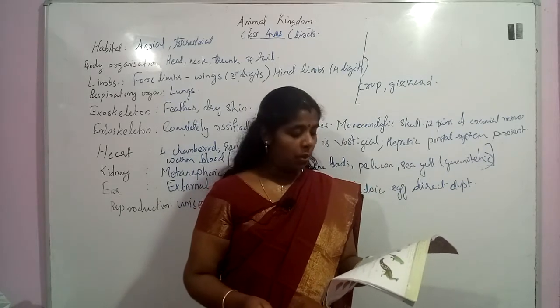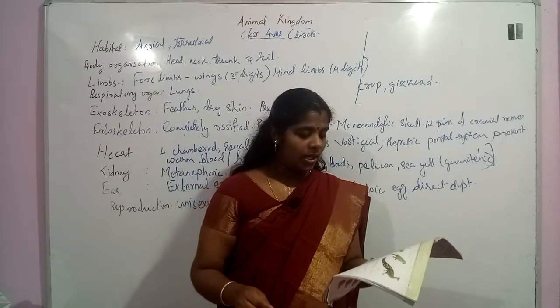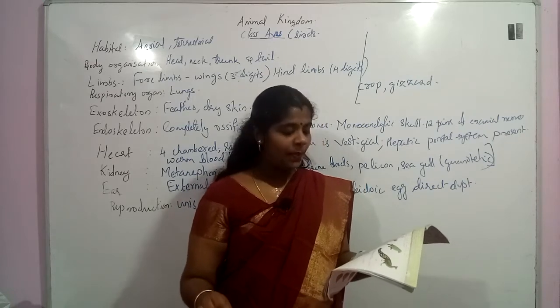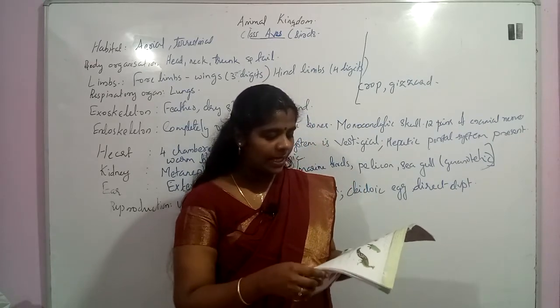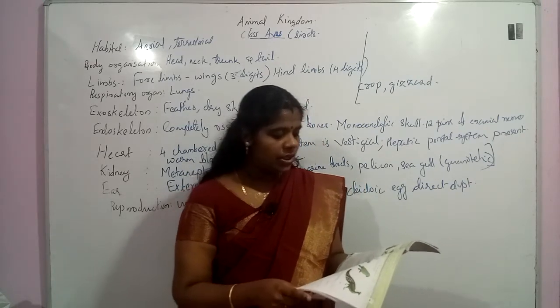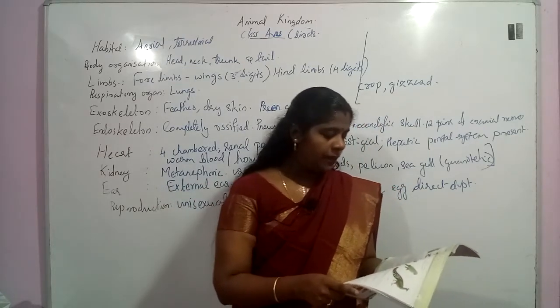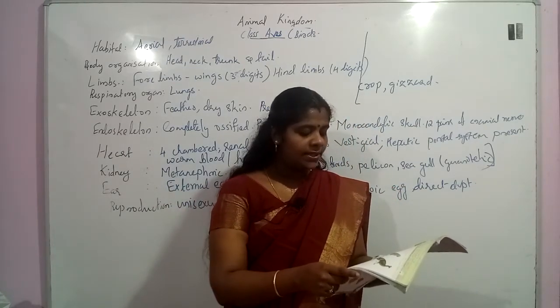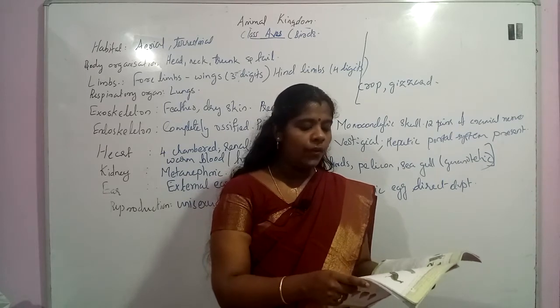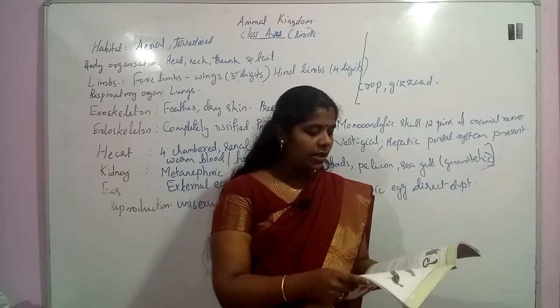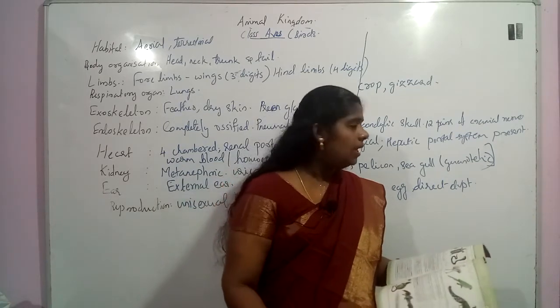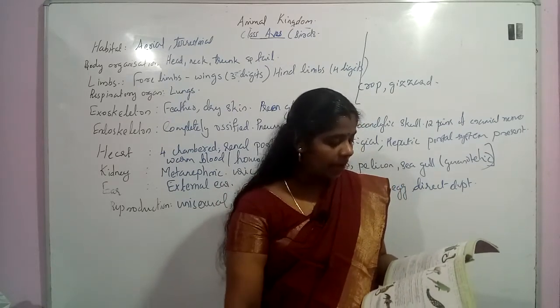Corvus, that is crow. Columba, pigeon. Then Psittacula, that is parrot. We have already said that, right? Then Struthio, it is ostrich. Pavo, peacock. Then Aptenodytes, that is penguin. Neophron, vulture. ഓക്കെ, ഇതാണ് നമ്മുടെ ടെക്സ്റ്റ് ബുക്കിൽ കൊടുത്തിട്ടുള്ള എക്സാമ്പിൾ. ഇനി ഞാൻ കുറച്ച് ഫ്ലൈറ്റ്ലെസ് ബേർഡ്സിന്റെ പേര് എഴുതി തരാം. You just note it down.